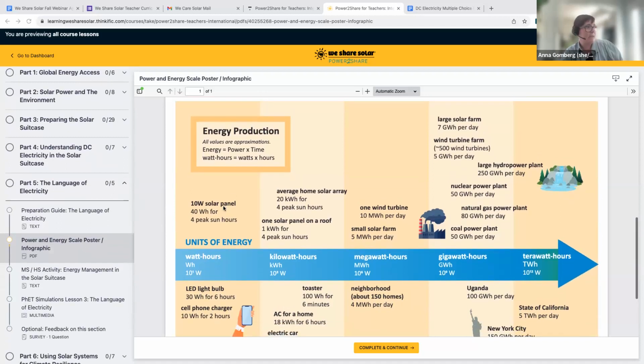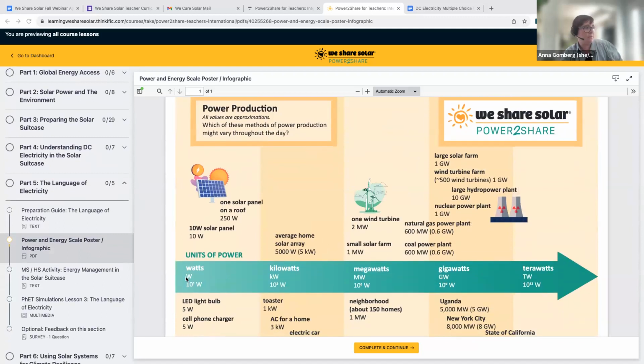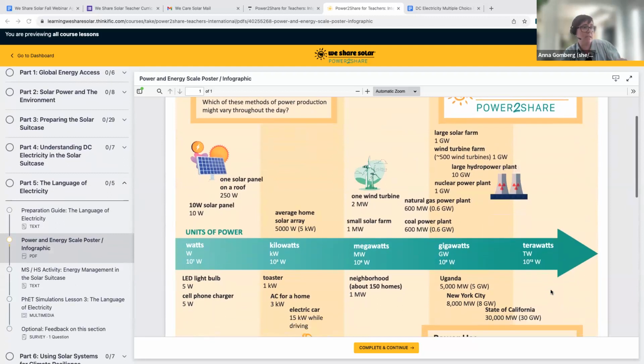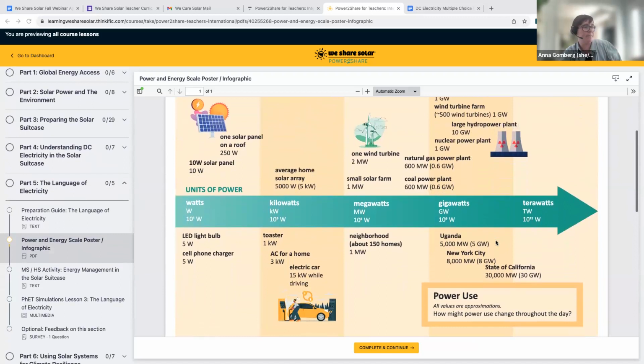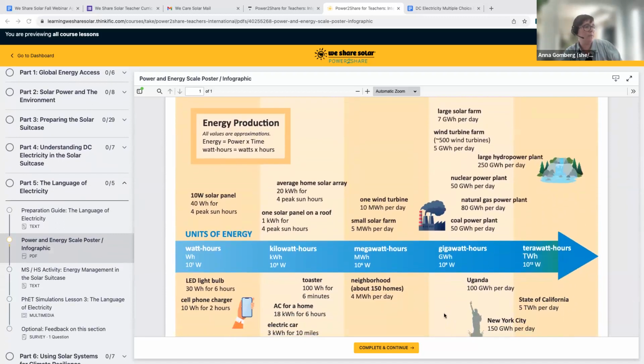So I made a scale that shows at the top power production from small units of power to really large, so things like the state of California or a large hydropower plant. And then I have an energy production version as well. There's stuff that we need to help our kids learn that we didn't. I didn't learn any of this stuff.